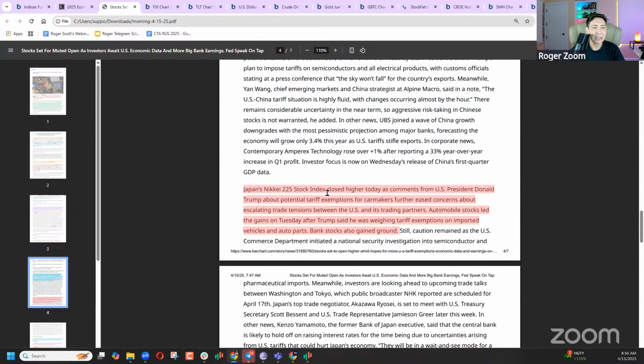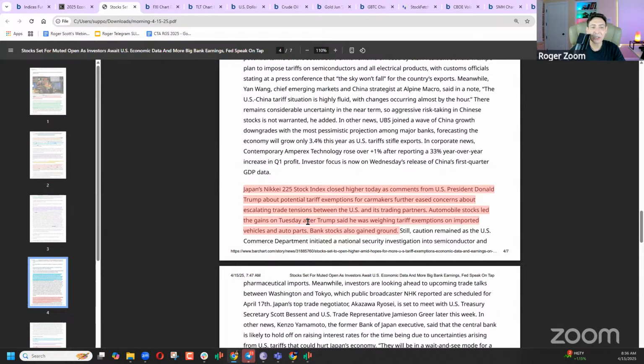Japan closed higher today as comments from U.S. President Trump about potential tariff exemptions for car makers further eased concerns about escalating trade tensions between the U.S. and its trading partners. Auto stocks led the gains on Tuesday after Trump said he was weighing tariff exemptions on imported vehicles and auto parts.